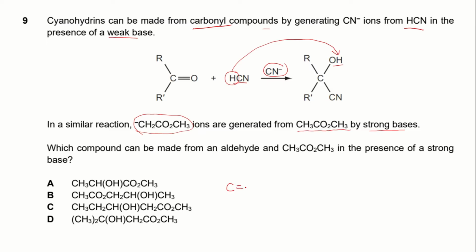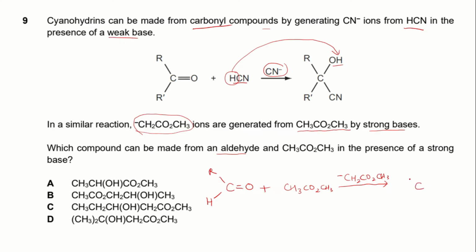C double bond O, R. Now in this case, they say which compound can be made from an aldehyde. So I'll put H here because aldehyde means the functional group is bonded to one hydrogen and the other one will be an alkyl group. Reacting with the ester CH3CO2CH3 in the presence of a strong base, it will generate a carbanion, CH2 negative CO2CH3.